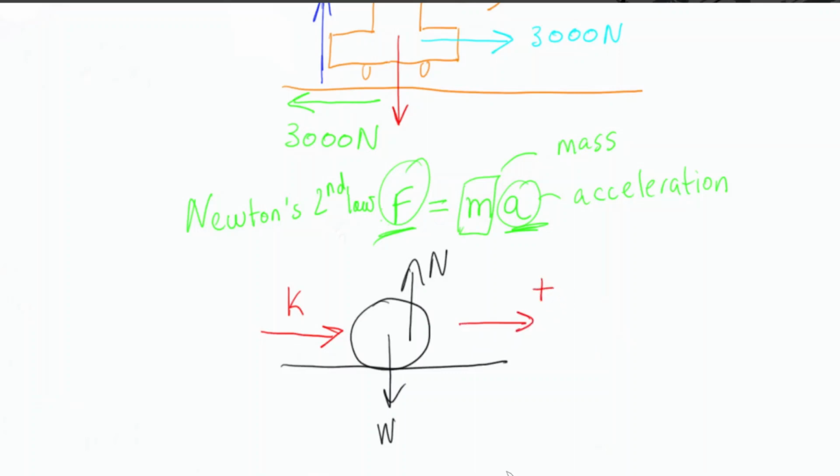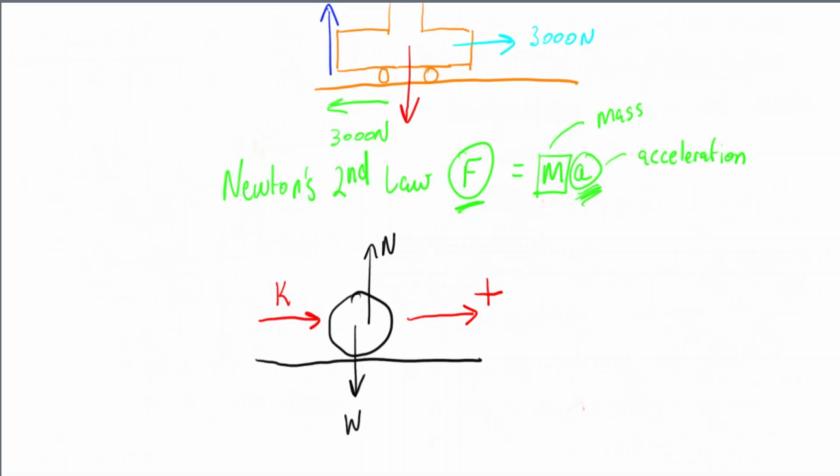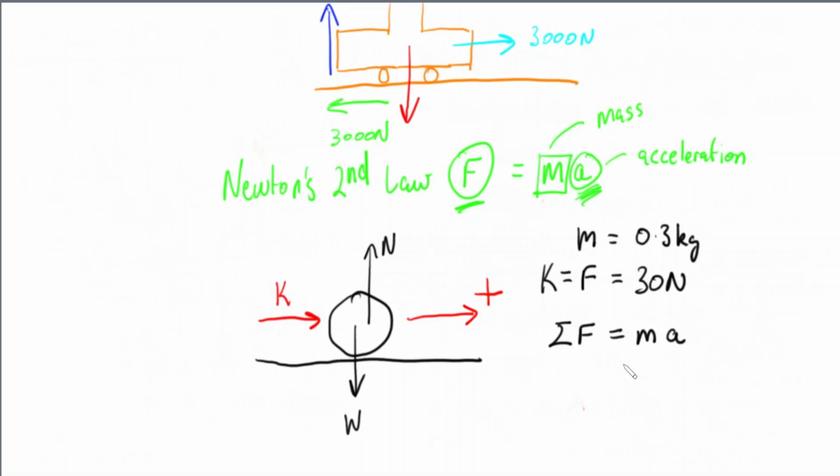So let's put some numbers to this scenario. Let's say we wanted to find out the acceleration of the ball, given that the ball has a mass of 300 grams and our kicking force equals 30 newtons. Well, given that we know that the mass is equal to 0.3 kilograms and the kicking force is equal to 30 newtons, we can go ahead and apply Newton's second law, which is the sum of all the forces equals mass times acceleration. Our mass here is 0.3 kilograms. Our acceleration is what we want to find, and our force is equal to 30 Newton.